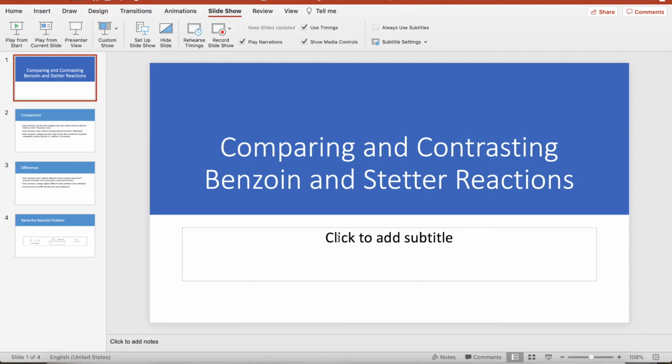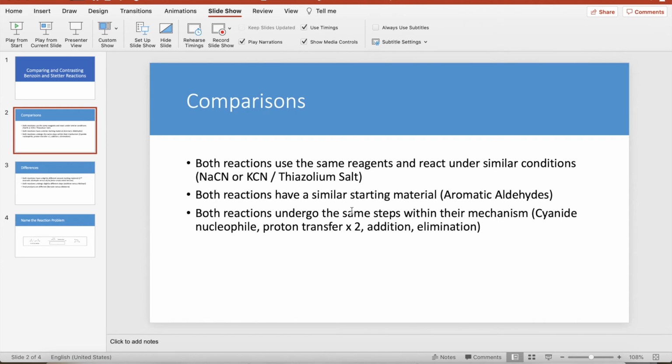To finish my Orgo 3 presentation, I'll be comparing and contrasting the benzoin and Stetter reactions. As for comparisons, both reactions use the same reagents, such as NaCN or KCN, or just using thiazolium salt. Both reactions use the same starting material, an aromatic aldehyde, and both reactions undergo very similar processes, such as using the cyanide as a nucleophile, doing 2 proton transfers, and having an addition and an elimination.